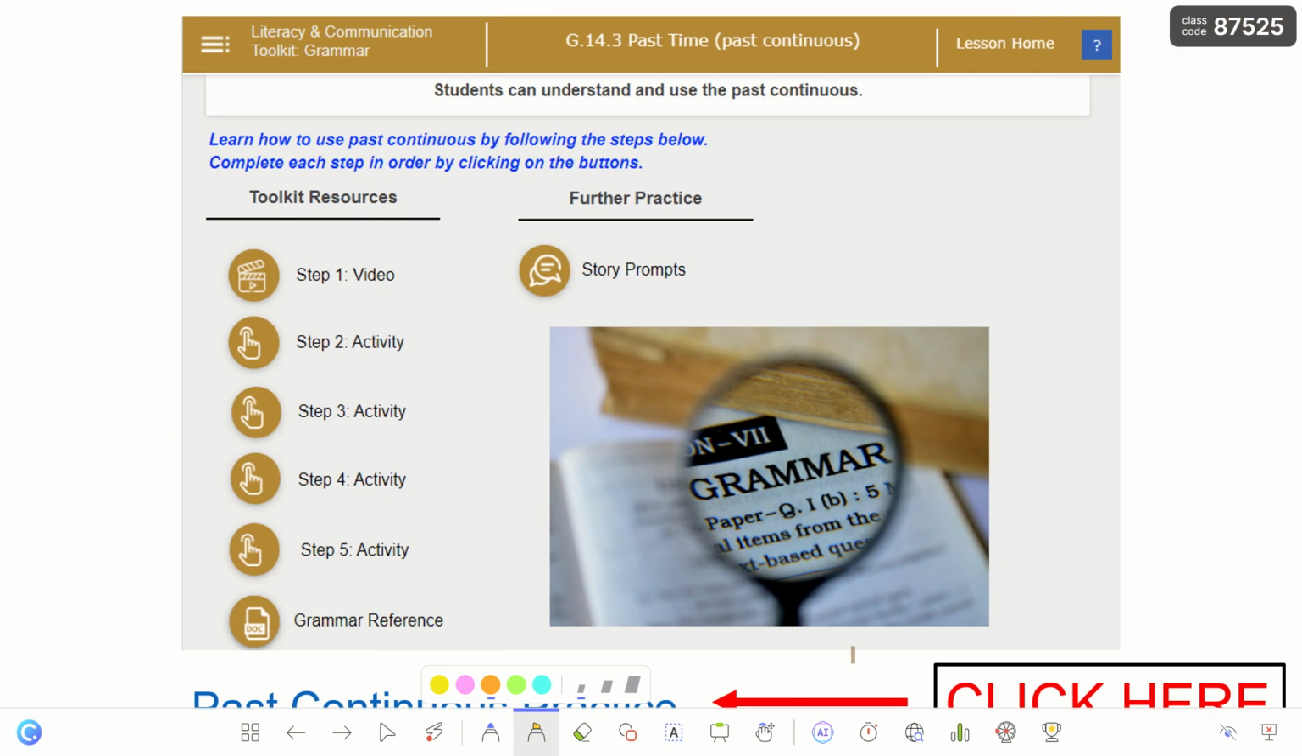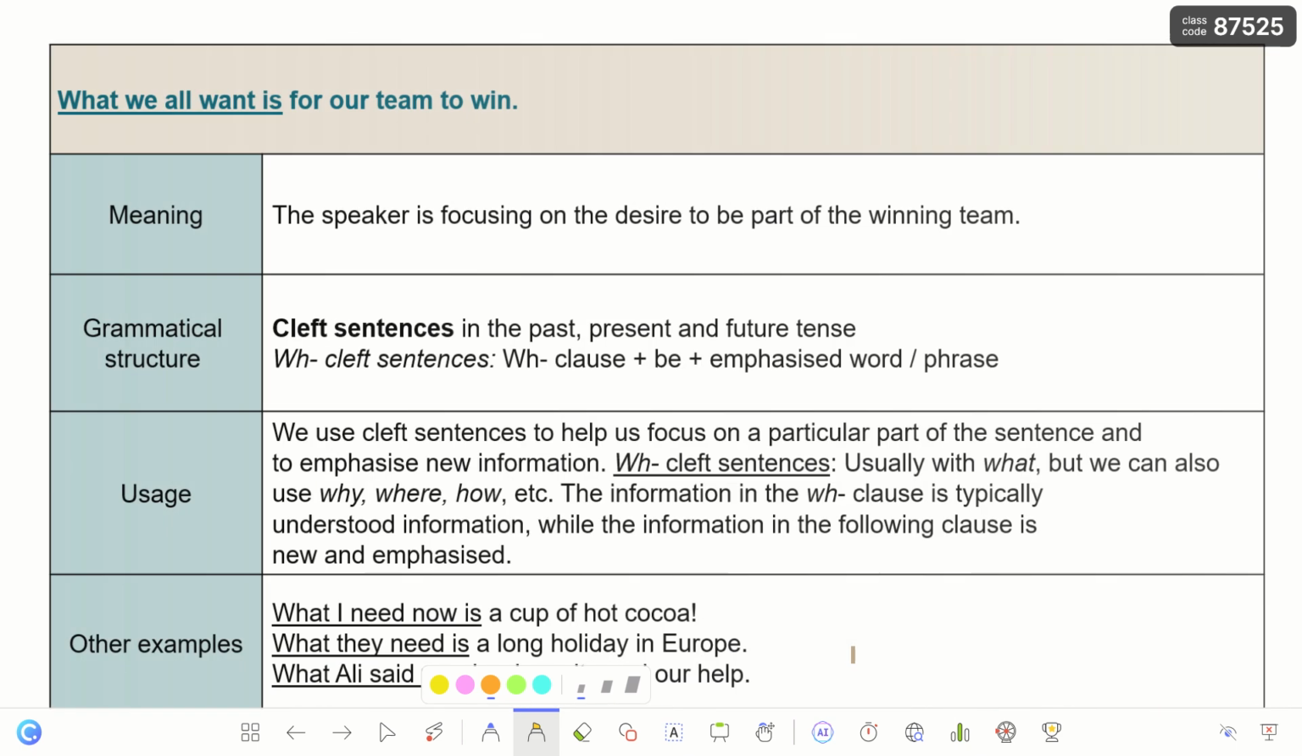Extra practice for past continuous on this website. Again, it's very recommended to use these websites.